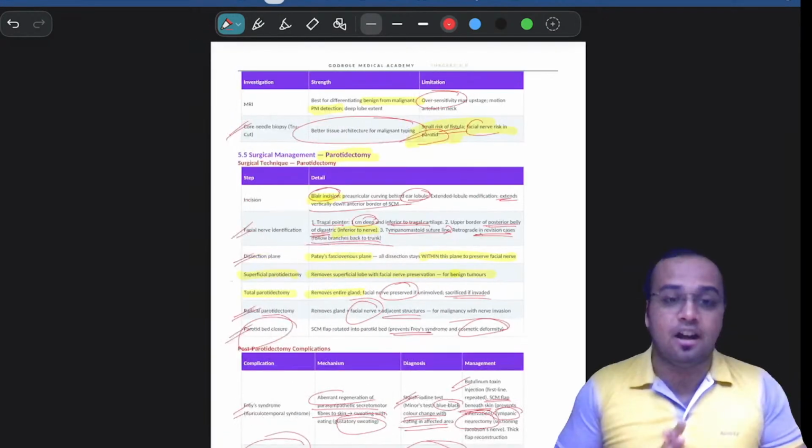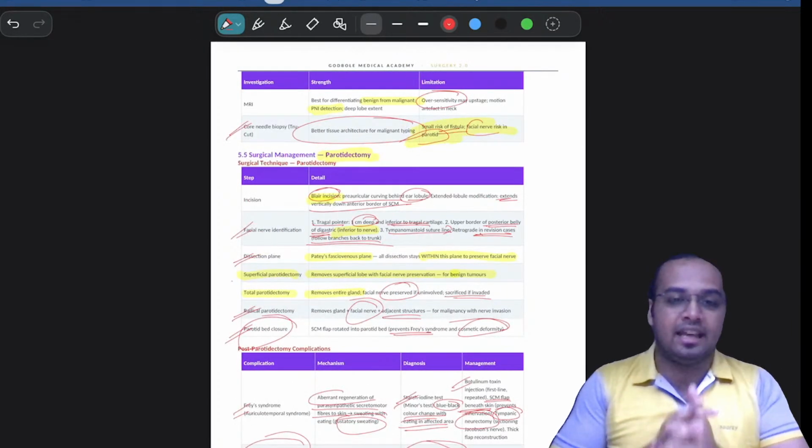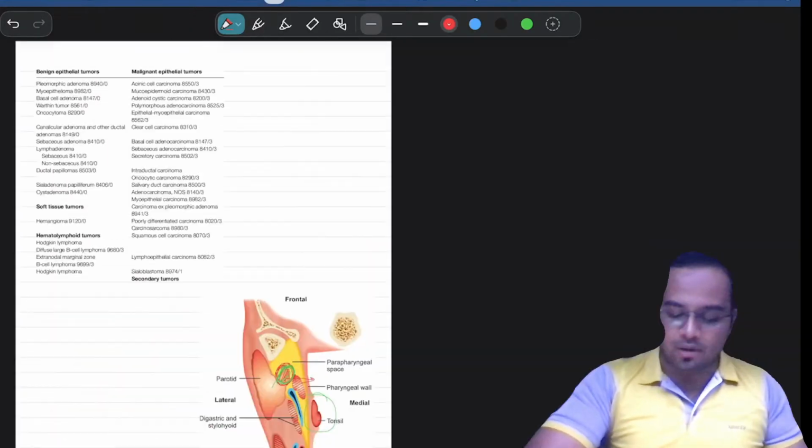And it is clear to you that we have completed the parotid glands here. So malignant tumors, if you are going to see these tumors, I have included this photo.